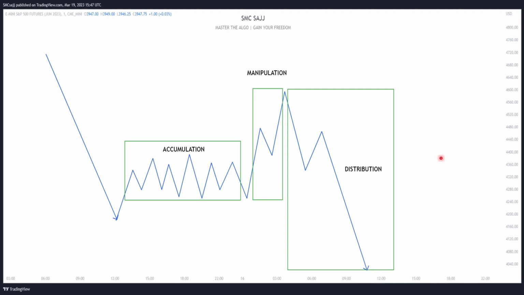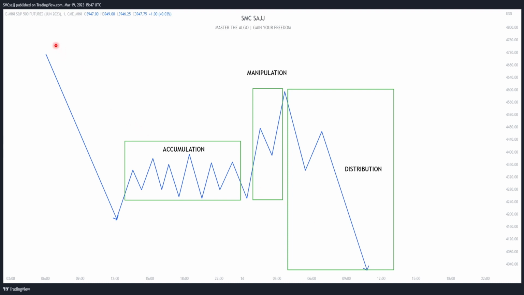There we go. So here, the market is consolidating. We have accumulation. It's building liquidity to the top side and the downside. Then we have an impulse to the upside, which is manipulation. And then we have distribution, which is the real move of the day. You see, the market consolidates, moves up. Traders are tricked into thinking we're bullish. They enter longs. And then we have the real move, the distribution.